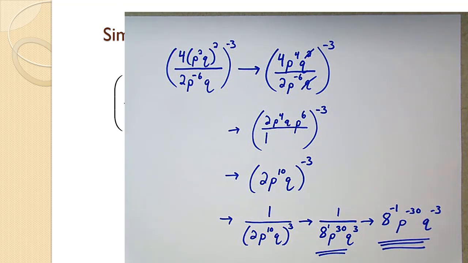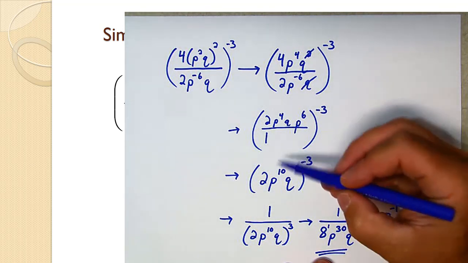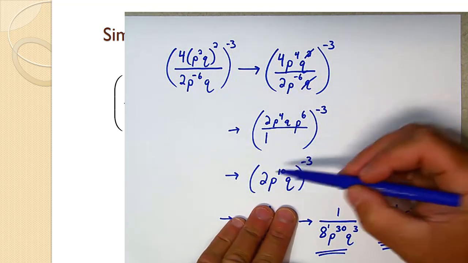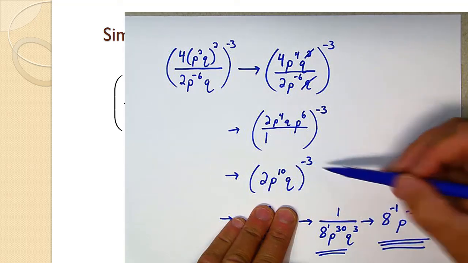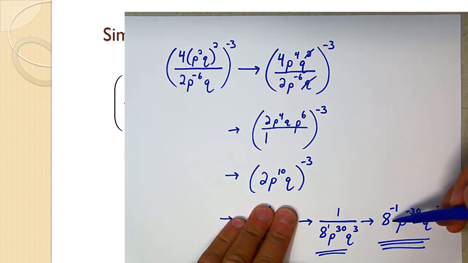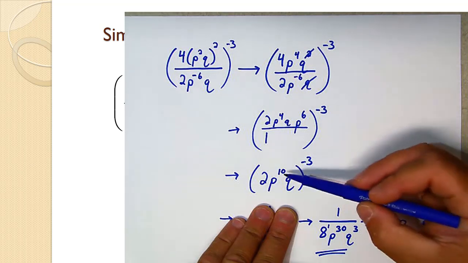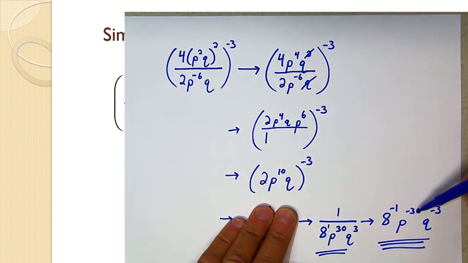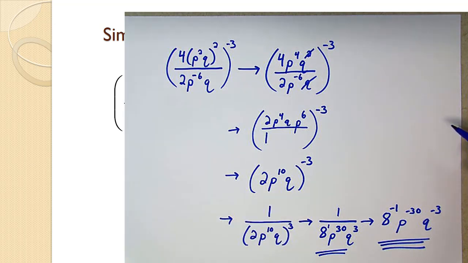Now you might note that we could have done that a step ago. We could have said before we even introduced a fraction, 2 to the negative third power, that's 1 over 8, or 8 to the negative 1. P to the 10 times negative 3 is p to the negative 30th, and q to the negative third. In any case, our simplification has to be the same.